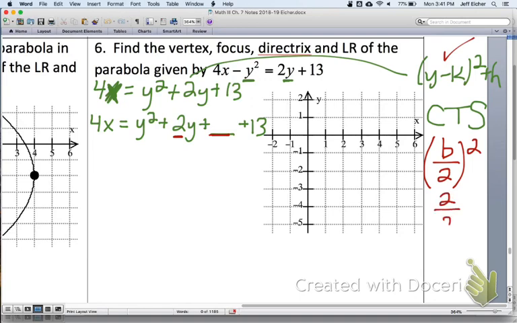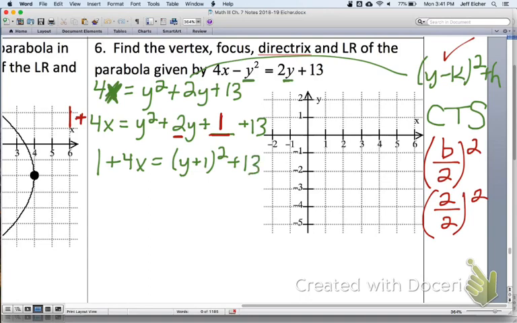We want 2 over 2 squared. That would be a 1. We need to add 1 to the left and to the right side. Make sure you add it to the left side as well as the right side. Okay, so this is what we have so far. We have 1 plus 4x equals. We want to factor that trinomial. Factoring that would be (y plus 1) squared, and then plus 13.